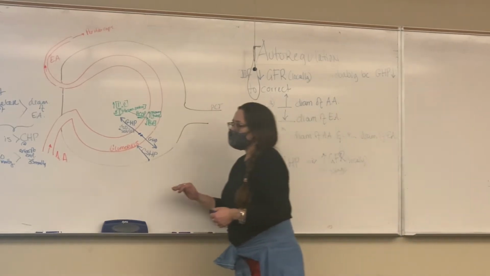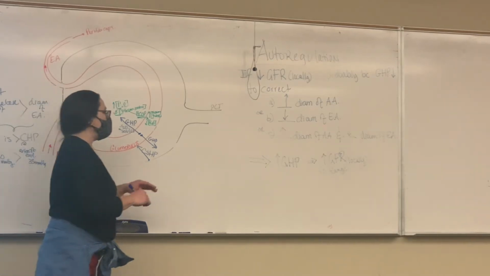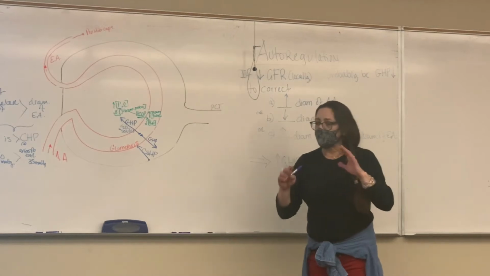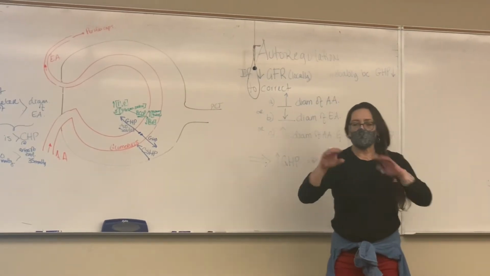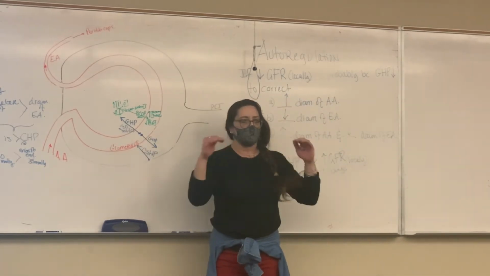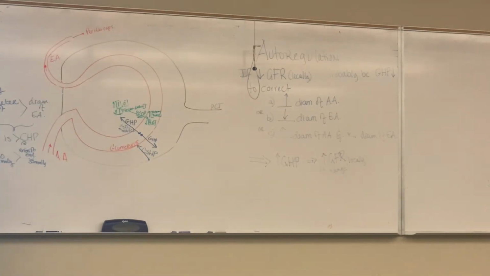So again, this is working most of the time, okay? Right now, all of your glomeruli are adjusting their arteriole diameters a little bit here, a little bit there. Everyone's doing it independent of the other so that the net effect is we keep GFR at 125 mils per minute.